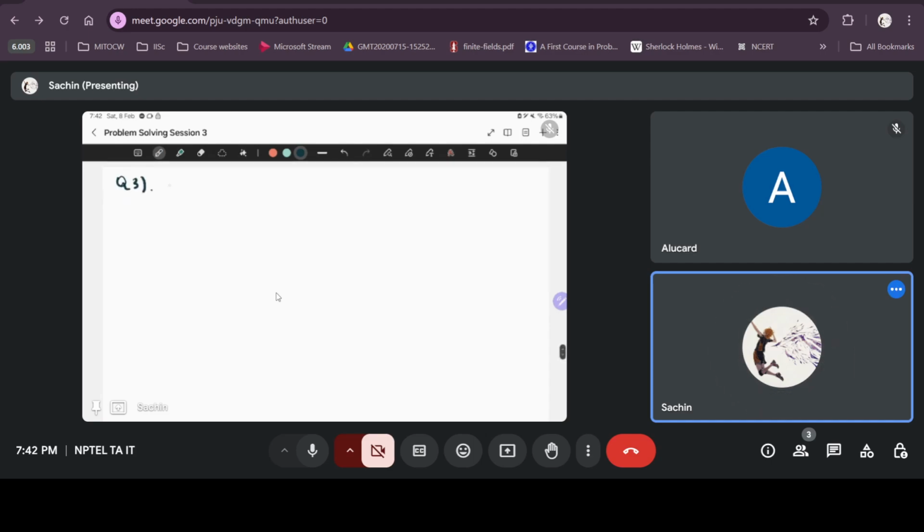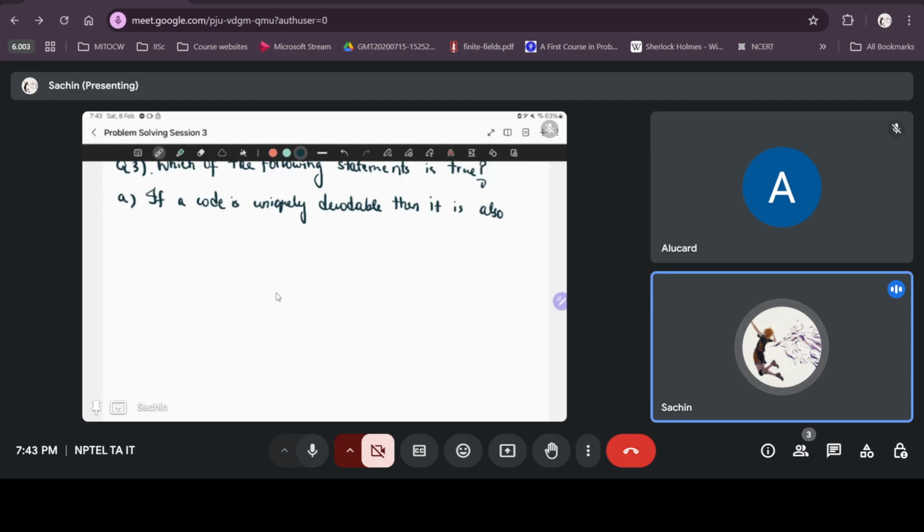Question 3. Which of the following statements is true? First statement, if a code is uniquely decodable, then it is also prefix free.